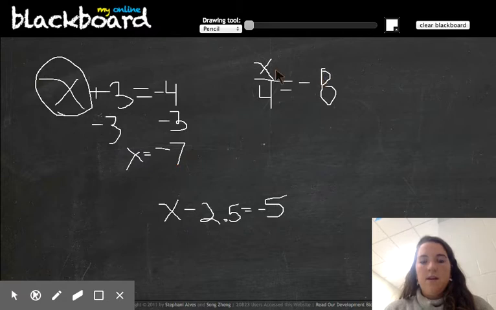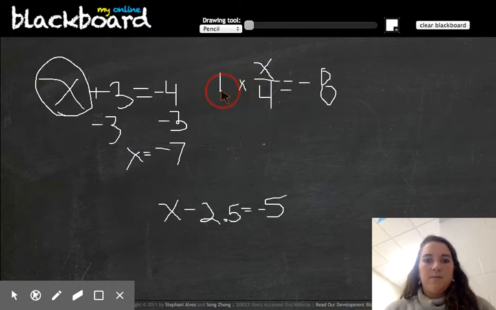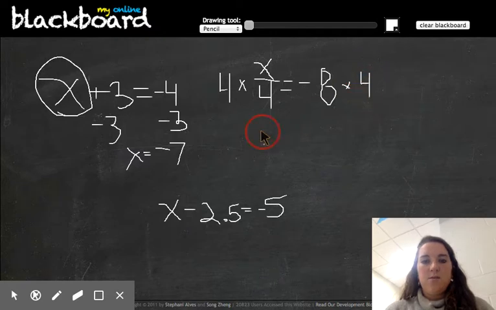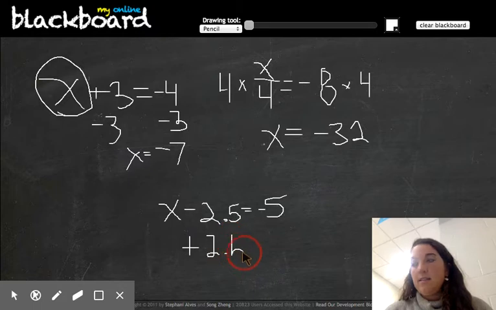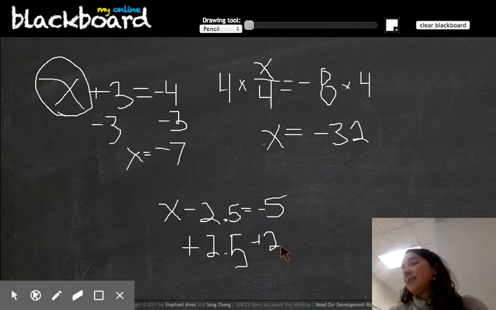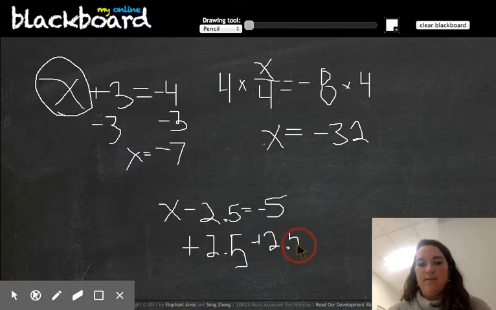Negative 7. Next one, we're doing division. Go ahead and try this problem on your own. You should have multiplied by 4 on both sides. The first 4 cancels out, and you would have gotten x equals negative 32. And the last one, try on your own as well. Should have added 2 and 5/10 to both sides. And then you would have ended up with x equals negative 2 and 5/10.